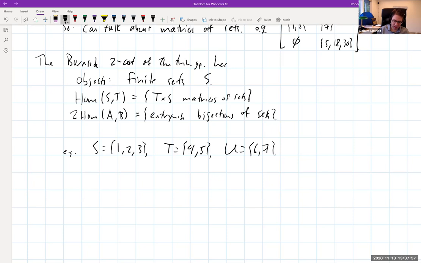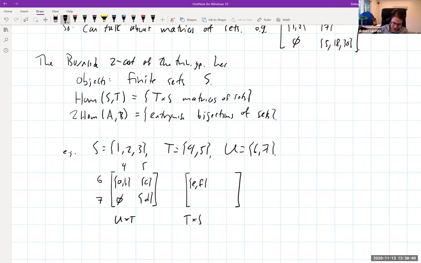Then here is a U times T matrix of sets. U has elements 6 and 7. T has elements, sorry, it should just be 2 by 2, 4 and 5. And at each entry, we have a set A, B, C, empty set D. And here's a T times S matrix of sets, E, F, G, empty set, H, I, J, K, L.